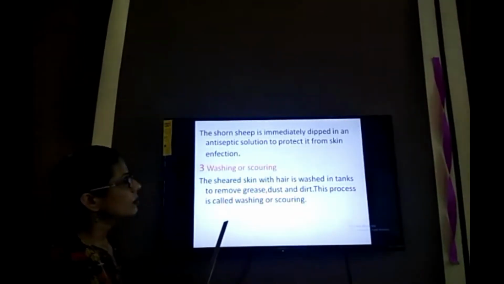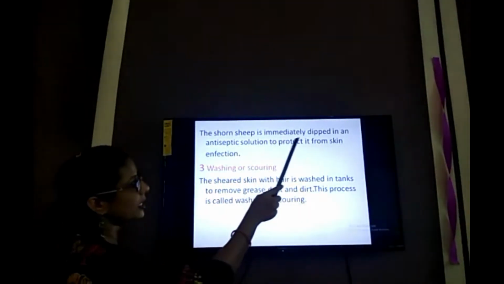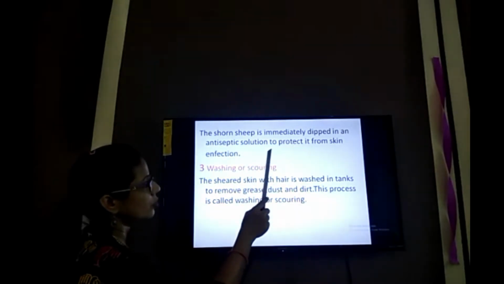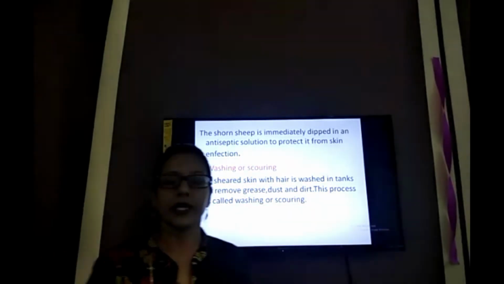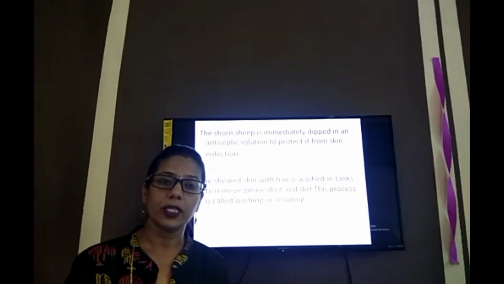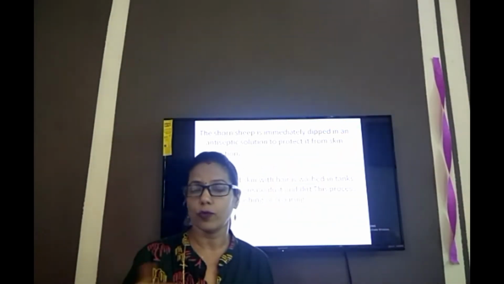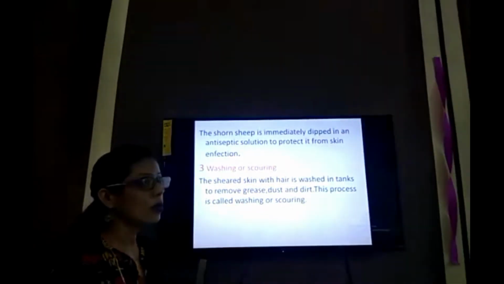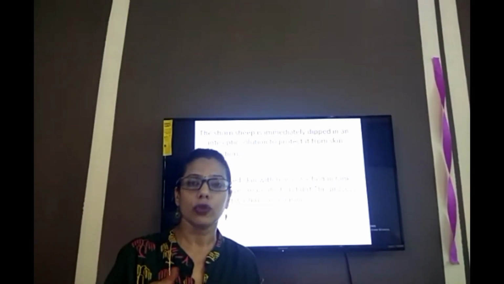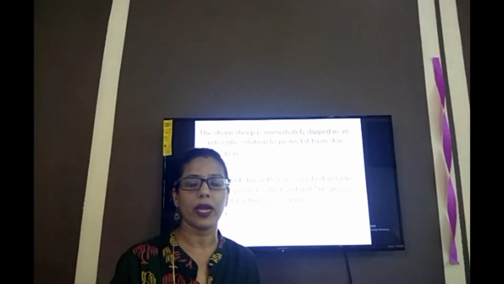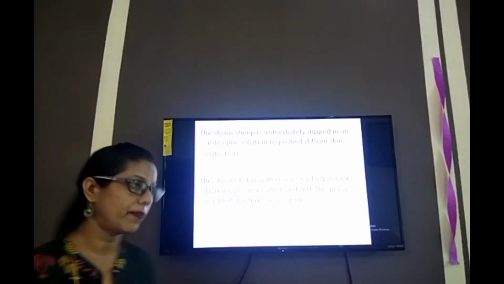The shorn sheep is immediately dipped in an antiseptic solution to protect it from skin infection, because the rearers are obtaining the fleece from their skin and removing their hairy skin. So immediately they are dipped in an antiseptic solution, so the sheep can be protected from skin infection.